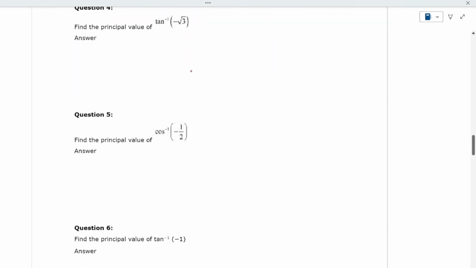Okay, now if we come to the tan inverse, you consider the same, equal to y. Tan y will be equal to minus root 3. Now for minus root 3, the answer would be minus. See, minus is there, so minus pi by 3 would be the answer. And the principal value for tan inverse of minus root 3 is minus pi by 3. Okay, the answer would be minus pi by 3.